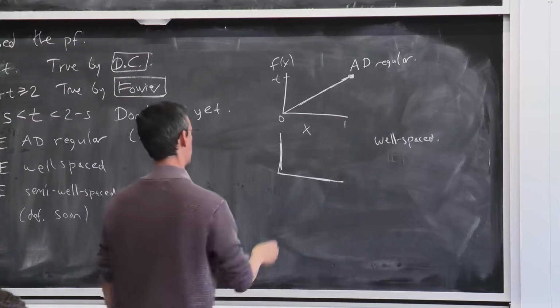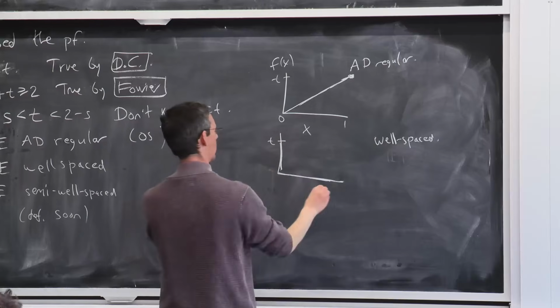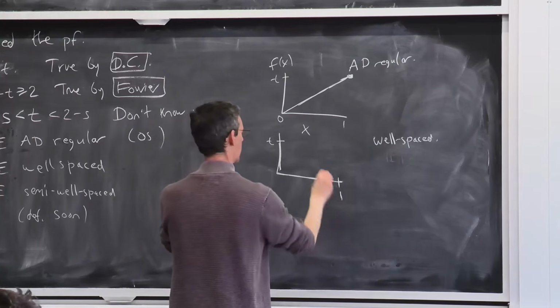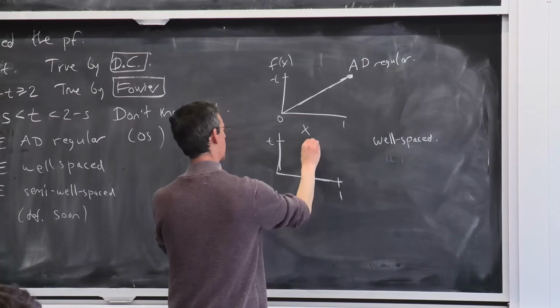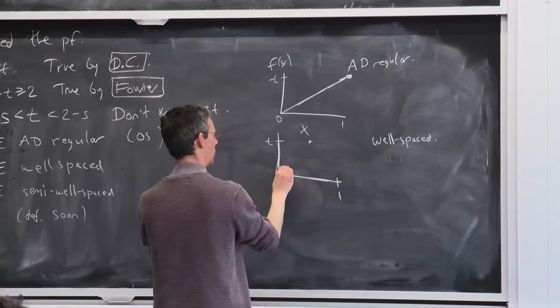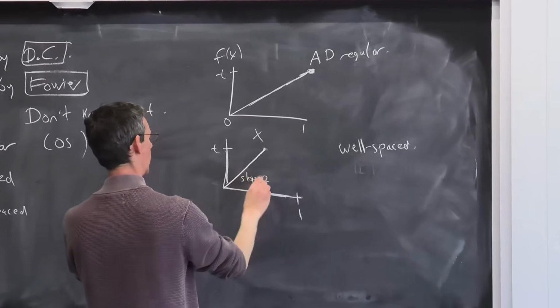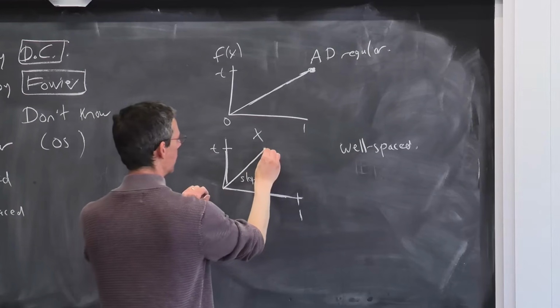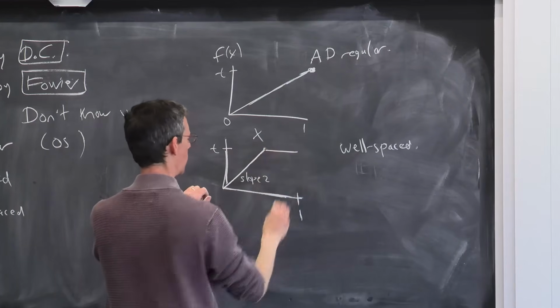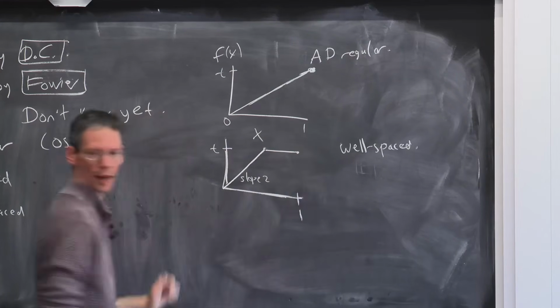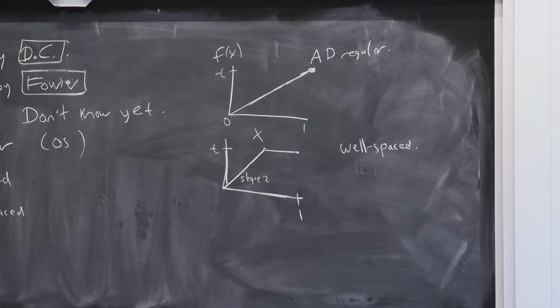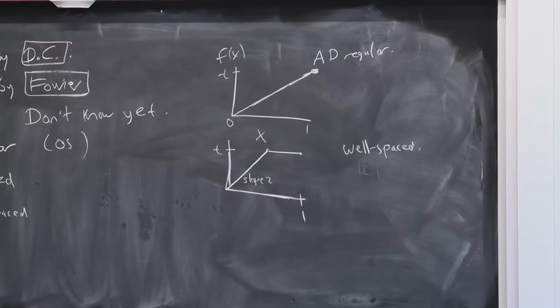So the well-spaced example looks like this. It's a straight line of slope 2 up to the height t, and then it's a horizontal line. It's a flat line after that. Cool.